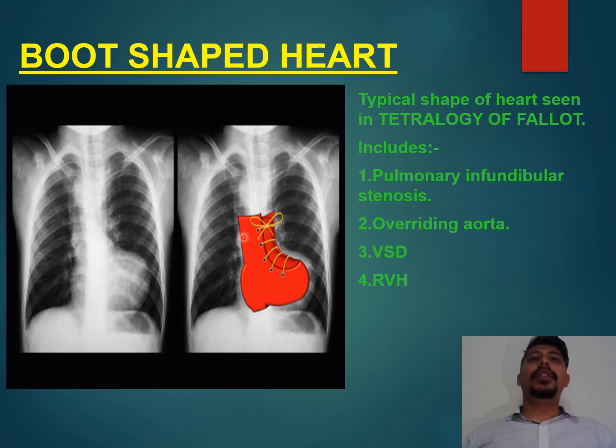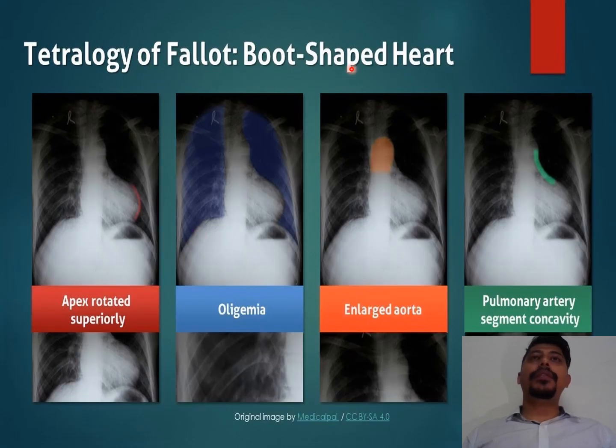Boot-shaped heart. This is the boot-shaped heart, and it is seen in Tetralogy of Fallot. It includes pulmonary infundibular stenosis, overriding of the aorta, VSD and RVH. So what are the features of the boot-shaped heart? The apex rotates superiorly, then pulmonary oligemia, that means bronchovascular pulmonary markings are reduced because less blood is supplied to the lungs, then an enlarged aortic root and pulmonary artery segment concavity because of the pulmonary stenosis.